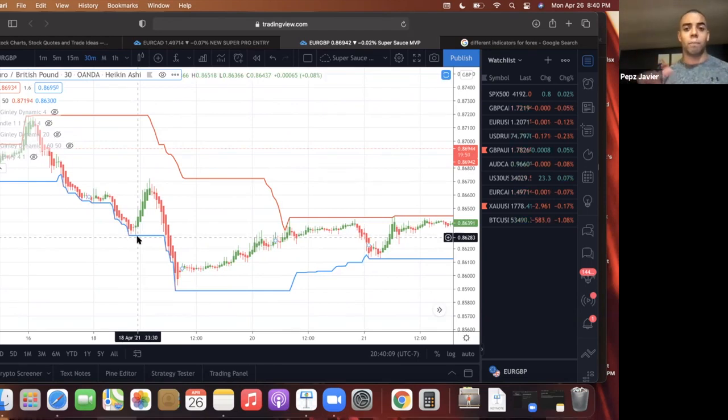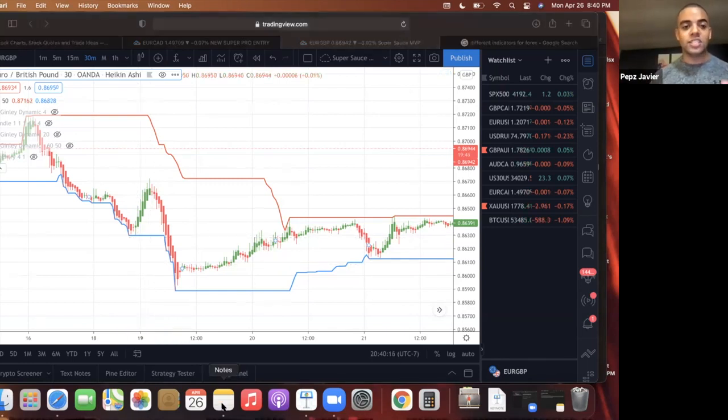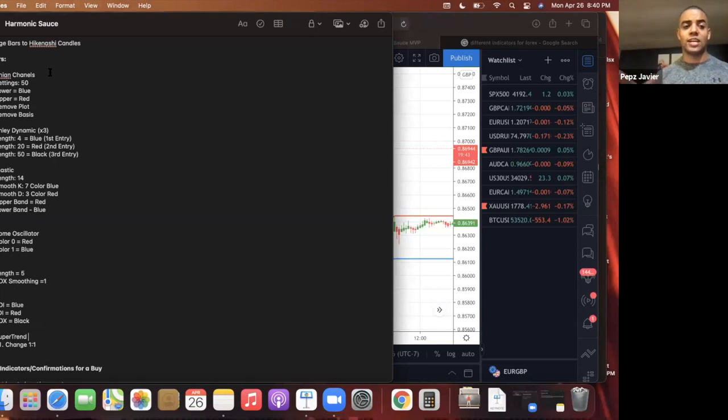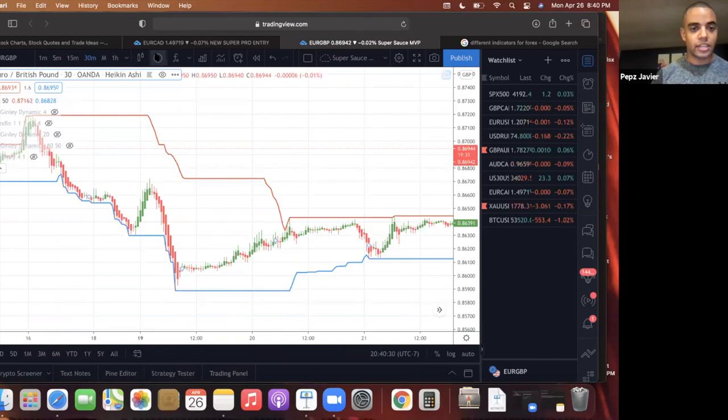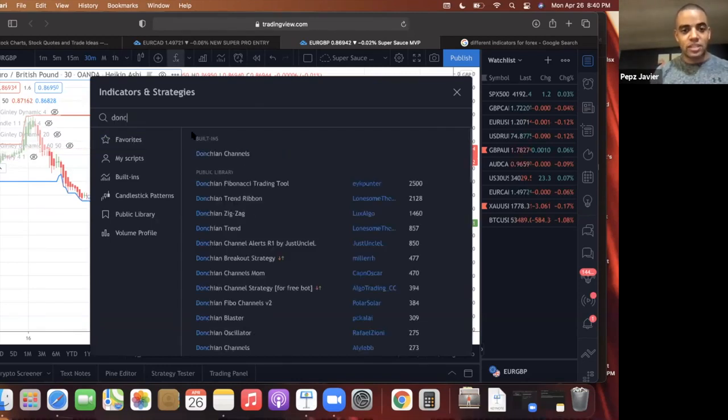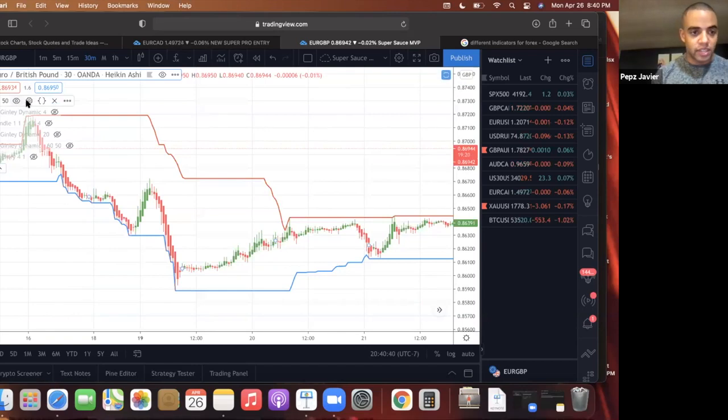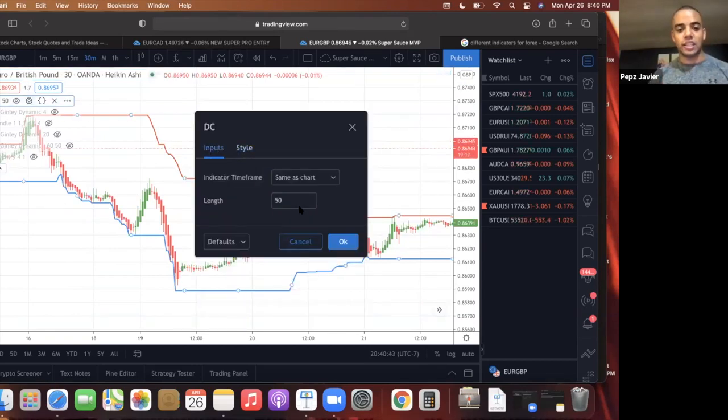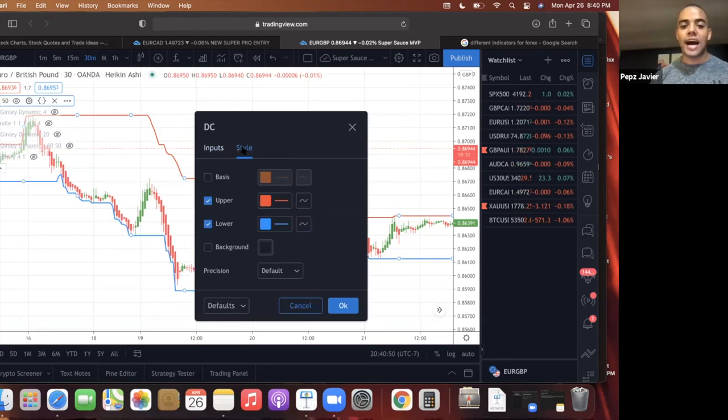This strategy in specific is a color-based strategy. So red is for sells, blue is for buys. The on-chain channel setting, I'm not setting it up right now, but if you guys want to set it up right now, you're more than welcome to do so on your TradingView. The on-chain channels setting is set to 50. What that looks like is you would go into indicators, type in on-chain channels, select it, and click on settings. You would change the length to 50, keeping your indicator time frame the same as the chart. And then your style would be your upper band is red, your lower band is blue. Why? Red is for sells, blue is for buys.